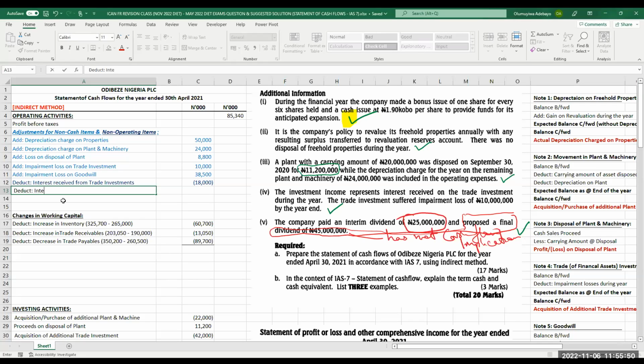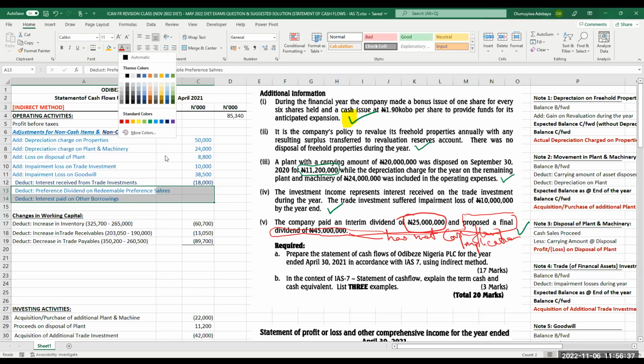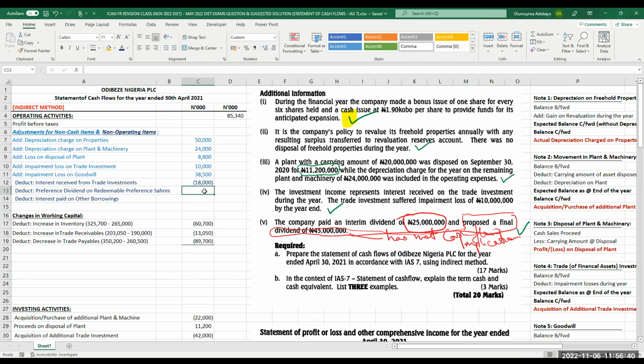Remember, preference dividend on redeemable preference shares, also interest paid on other borrowings.